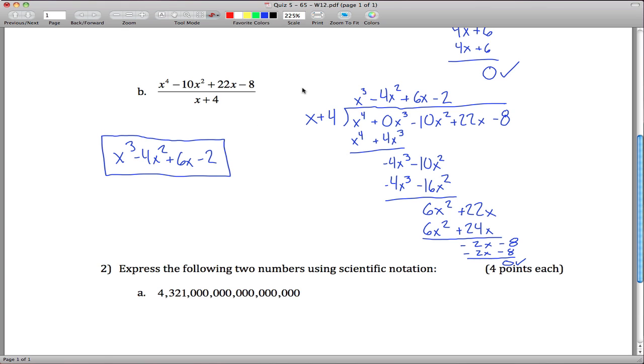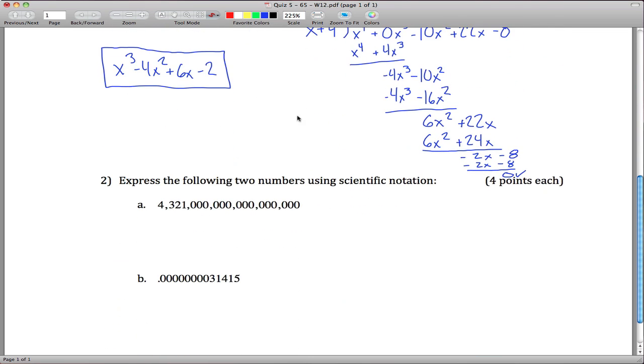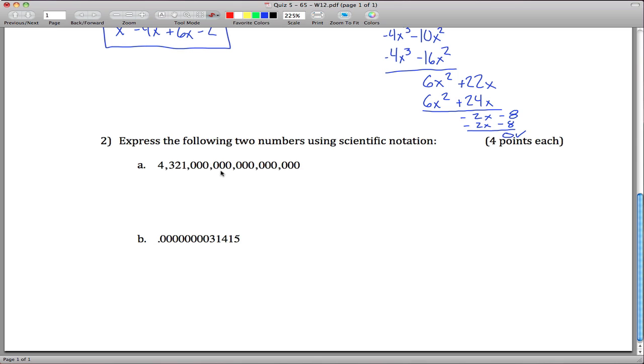All right, number 1 takes a little while to do, so I made these worth 6 points each. Number 2 I think is a little bit easier and a little bit quicker. You just kind of need to know what scientific notation is. Scientific notation is taking this huge number and writing it as a number that's between 1 and 9.99999, so in this case 4.321, times a certain amount of tens.